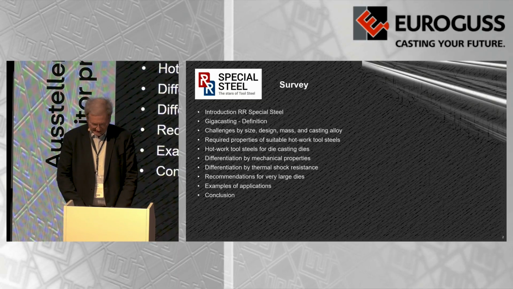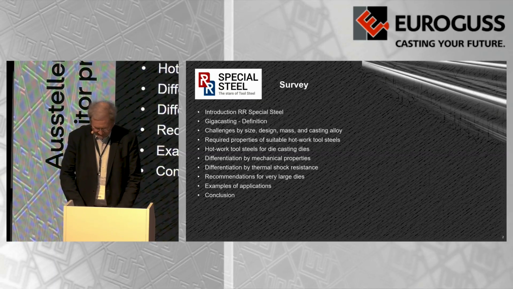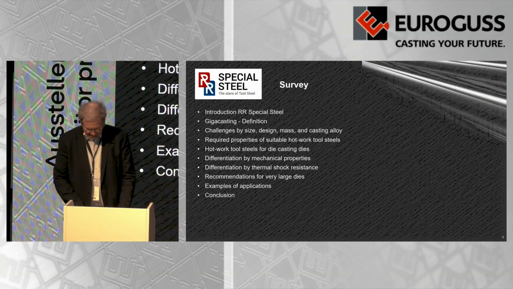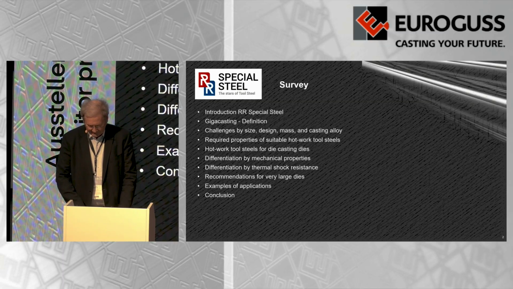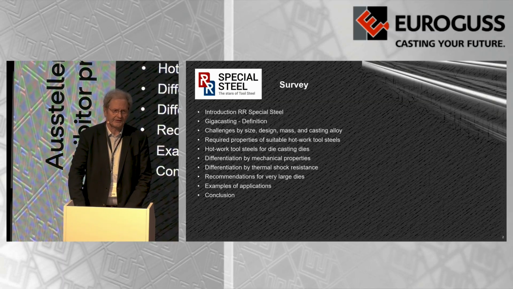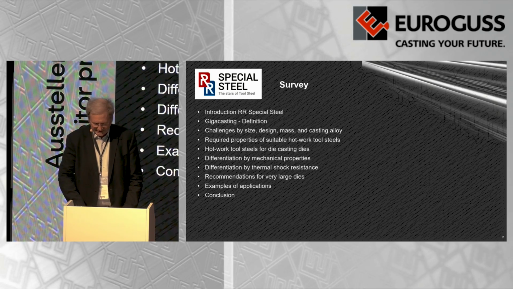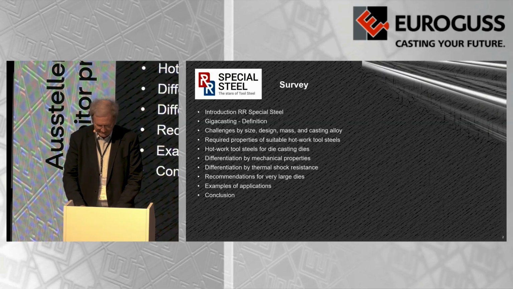I will talk about the challenges which arise from the Giga casting process and which influence the die casting dies. That is with respect to the size, the design, and the mass of the dies, and finally also the chemical composition of the casting alloys. From these challenges, I will derive the properties which a suitable hot work tool steel shall provide.